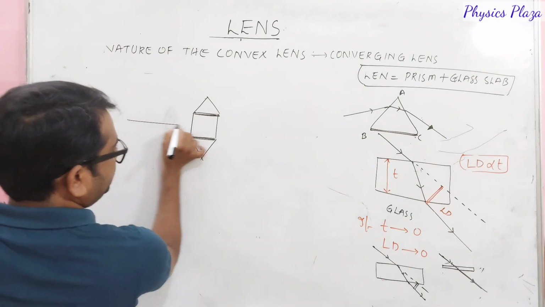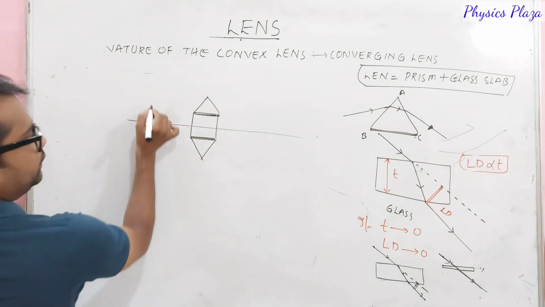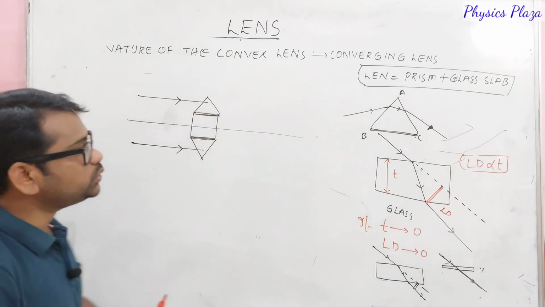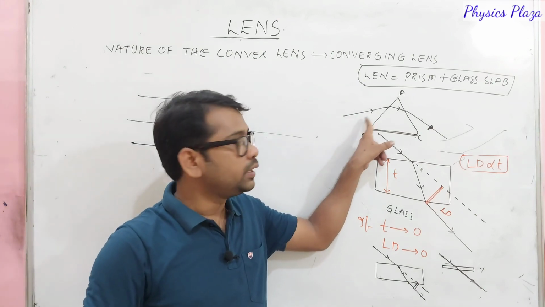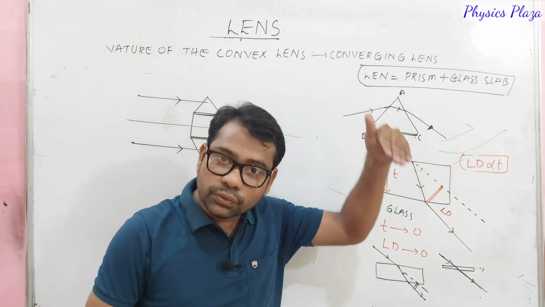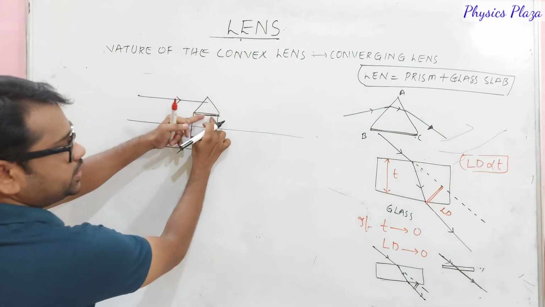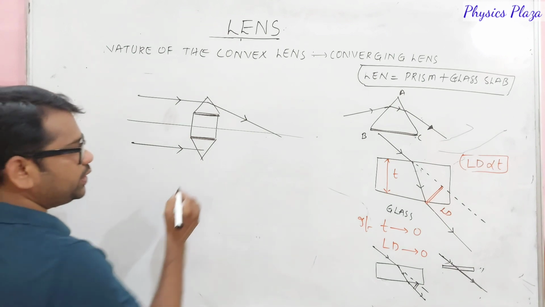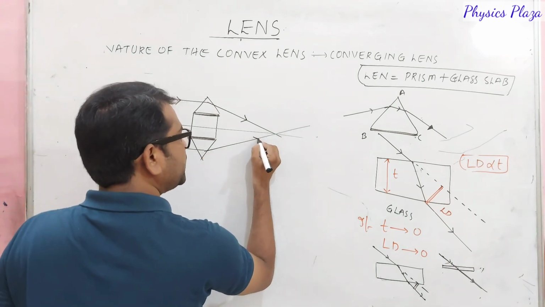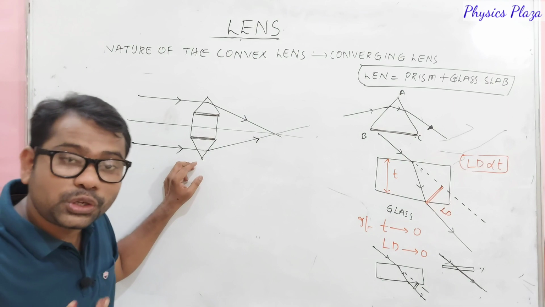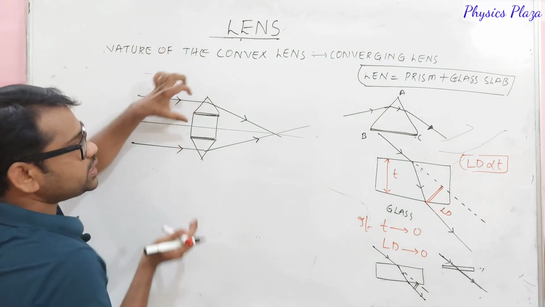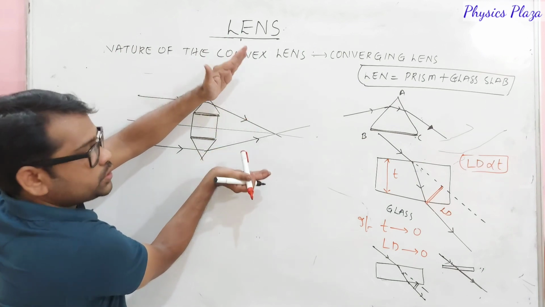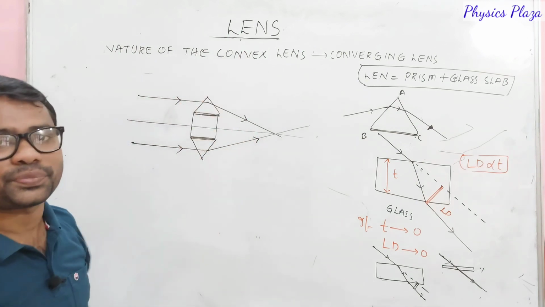Here is the principal axis. If a light ray is coming like this, children, as we know, whenever a light ray is incident on a prism, the emergent ray goes towards the base of the prism. So the base of the prism is this. So it goes towards the base of the prism. Now here also it should go towards the base of the prism. In both cases, here is the base of the prism. So the emergent rays are going like this, so that they are getting converged.